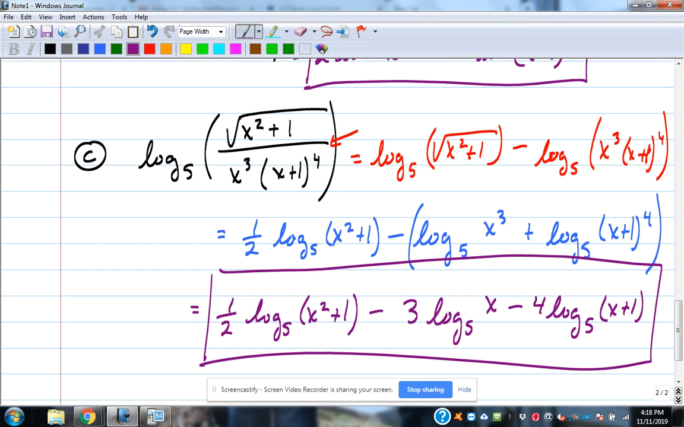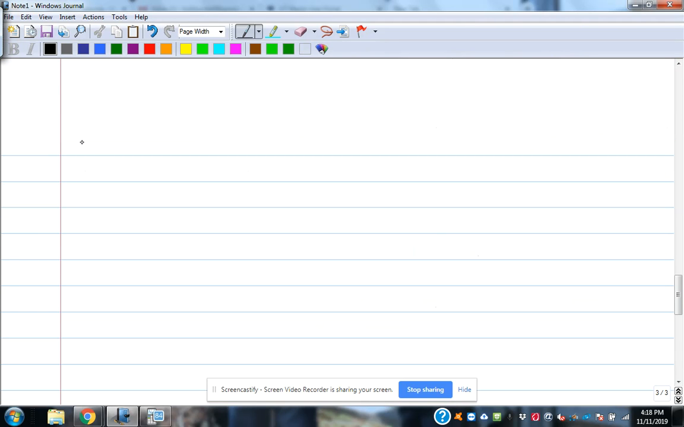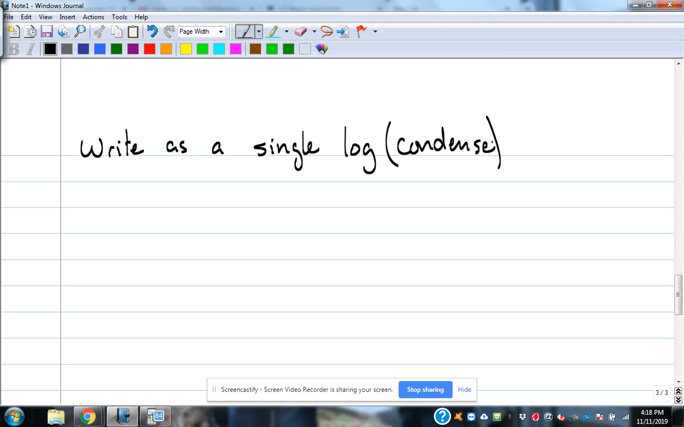So let's try to do some condensing of those. So write as a single log, and in parentheses you'll hear me say condense. You condense something, you make it smaller. So we're going to take log base 3 of 7 plus 4 log base 3 of x. And let's try to condense that into one single logarithm.